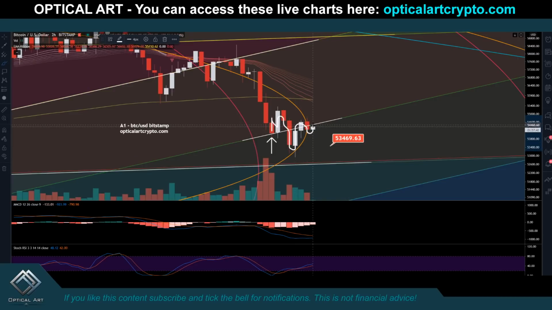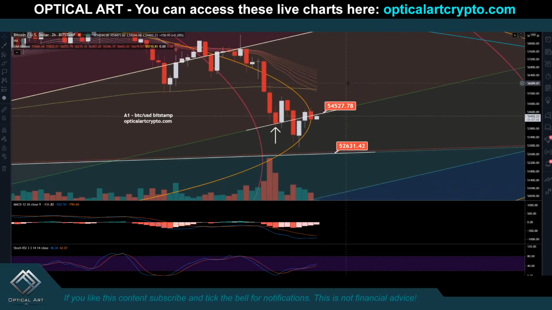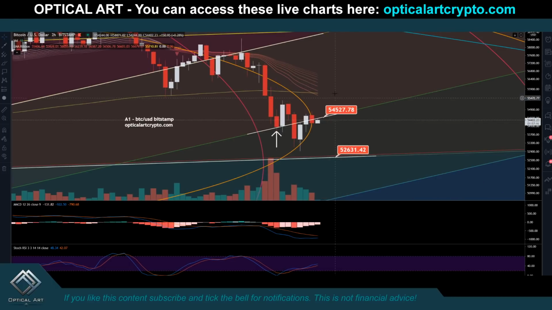So for me to re-enter, I'm waiting to see if we get above and hold support and push higher. There's other charts I'm watching as well. So according to this chart, your resistance right now is 54,500. If we get above that and hold support, maybe I'll get back in. As long as we're below this, I think it's possible we're coming lower. According to this chart, your next strongest support is 52,631. So that's what I'm watching right now on this chart.